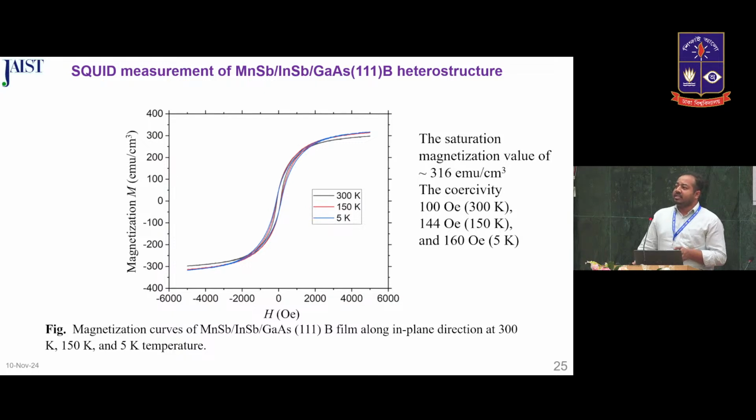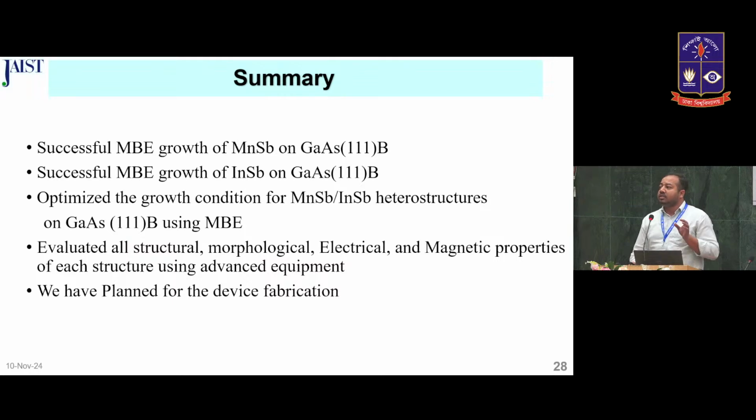So that's the summary. We completely synthesized a manganese antimonide single layer as well as an indium antimonide single layer. Also we completely grew the manganese antimonide and indium antimonide heterostructure layer. Finally, we also evaluated all the electrical, morphological and magnetic properties, and we have a plan to switch to device fabrication as soon as possible. So thank you so much for your kind attention.